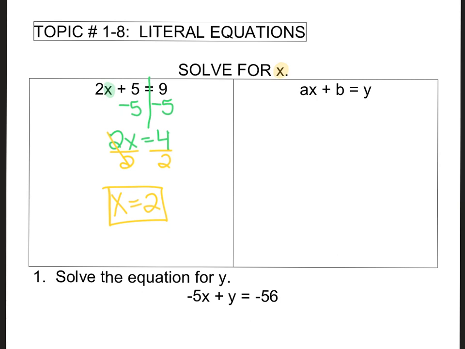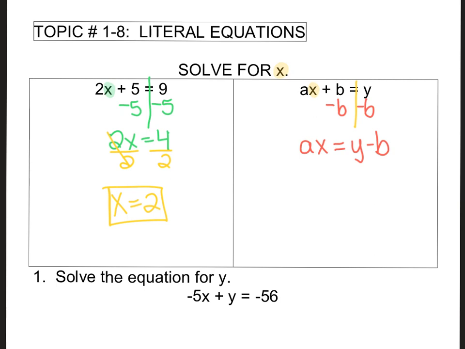In the second example, we still want to get x by itself, but notice there's no numbers. But we are still going to go through the same process. We want to leave the ax for last, so we want to move b to the other side by doing the opposite operation, which would be to subtract b from both sides. So we would get ax equals, notice I can't really subtract b from y to get an actual value, so I will show that as y minus b.